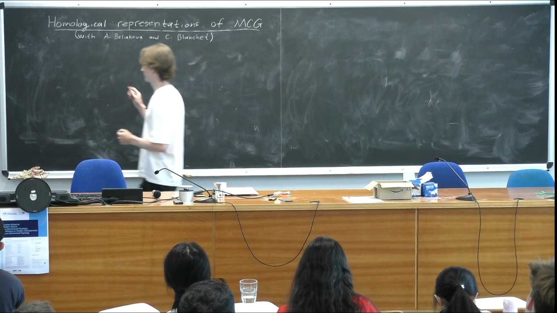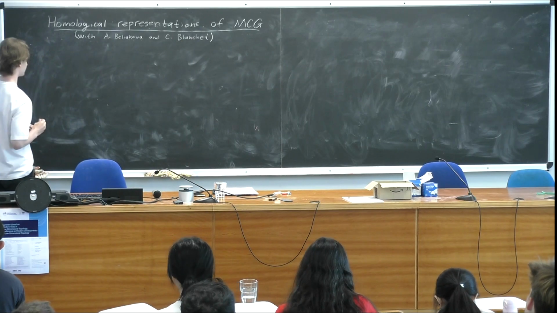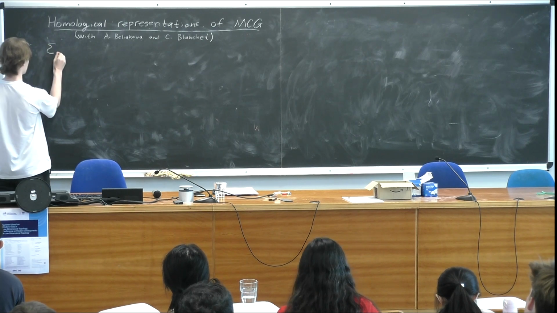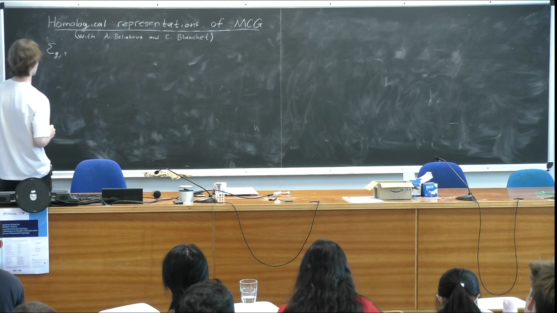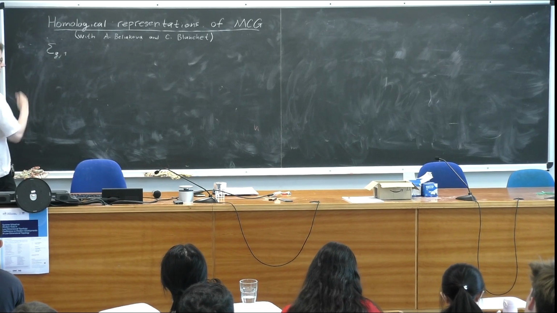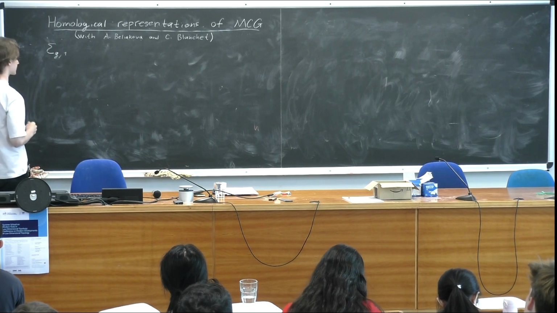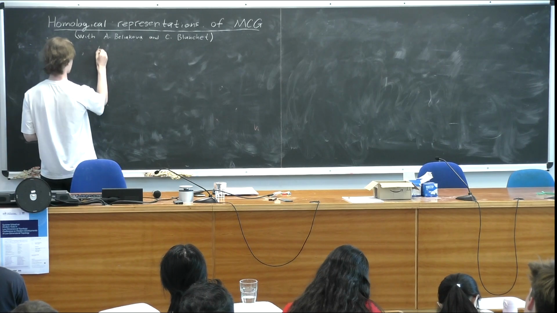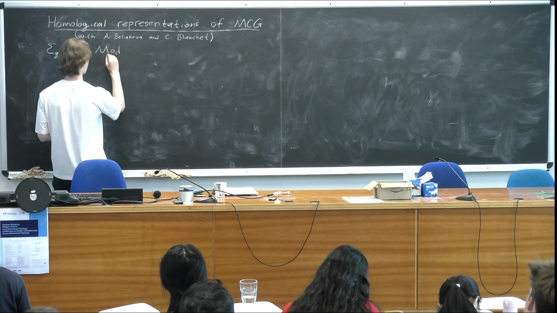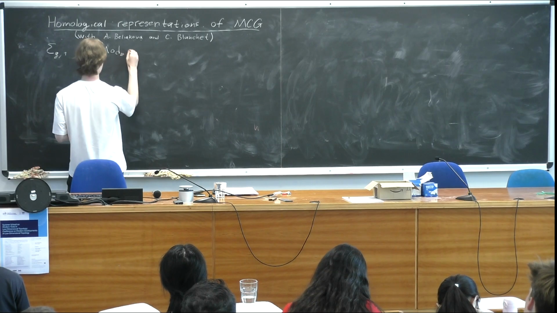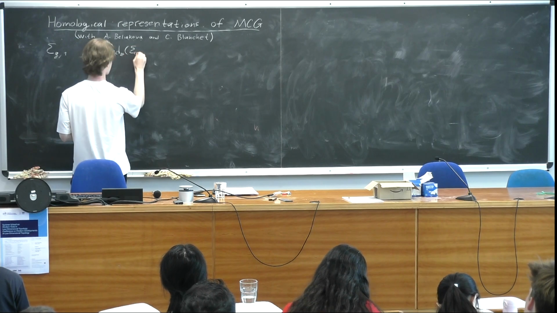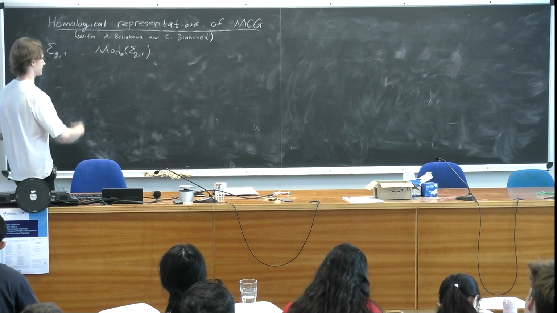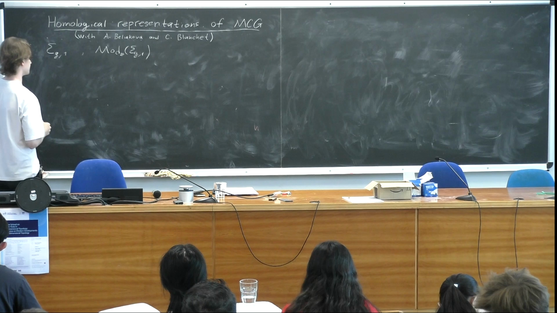So I'll be interested in closed oriented surfaces with one boundary component. I'll denote it by Sigma_{g,1}. G indicates that the genus is g, and this is just one boundary component. And then I consider the mapping class group of this surface relative to the boundary, which means that we just consider classes which fix the boundary of the surface.